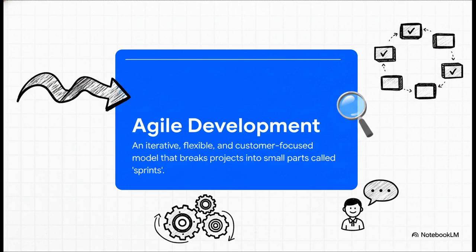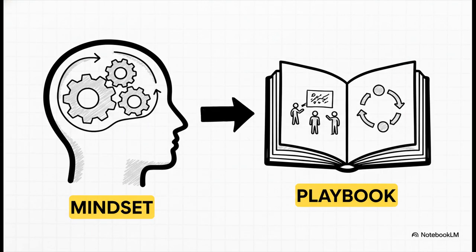Instead of planning one huge long-term project, you break all the work down into small, bite-sized pieces called sprints, and you deliver a working piece of software every 1 to 4 weeks. But a mindset is great, but it's a little abstract. You need a practical way to actually put it into action. You need a playbook. And for millions of software teams around the world, that playbook is called Scrum.